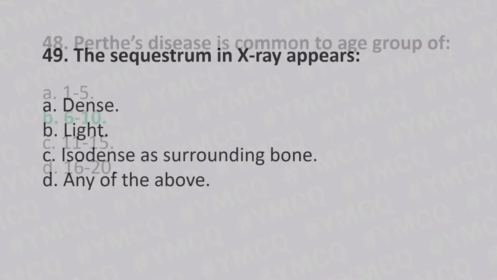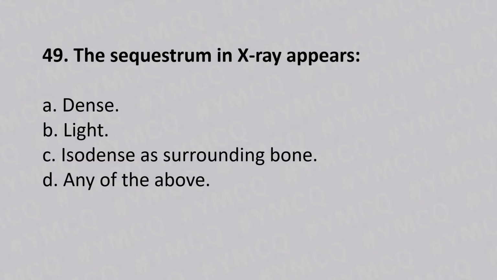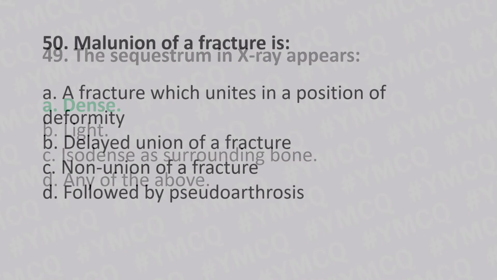Moving to our 49th question. The sequestrum in an X-ray appears option A, dense. Option B, light. Option C, isodense as the surrounding bone. Option D, any of the above. And the answer is option A, dense.